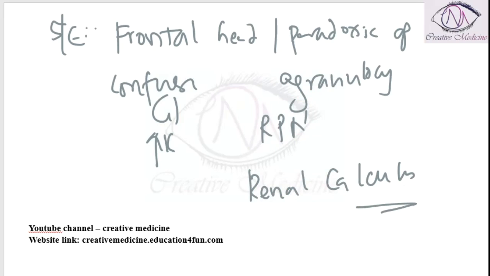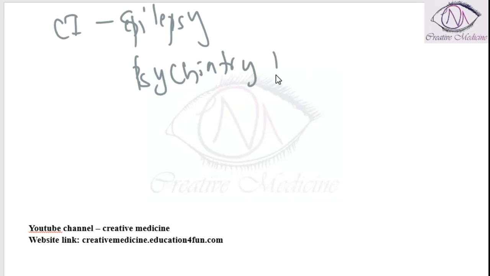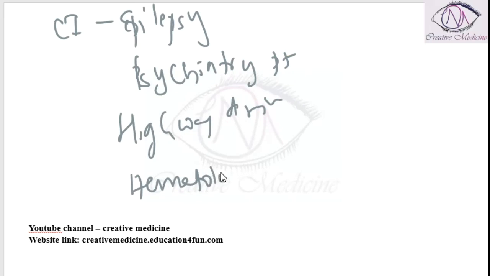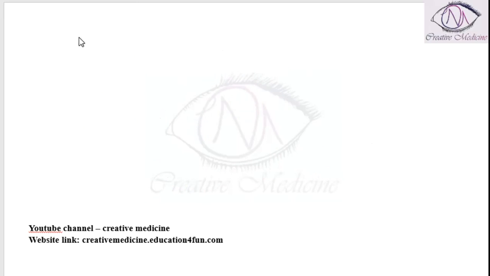Because of these side effects, it is contraindicated in epilepsy because of confusion, and it is contraindicated in psychiatric patients and also highway drivers. It is contraindicated in those patients which have hematological disorders, because it itself causes agranulocytosis. So if we give this indomethacin in the patient suffering from hematological diseases, then this can worsen the agranulocytosis. So thus indomethacin can be said to be the most toxic NSAID.